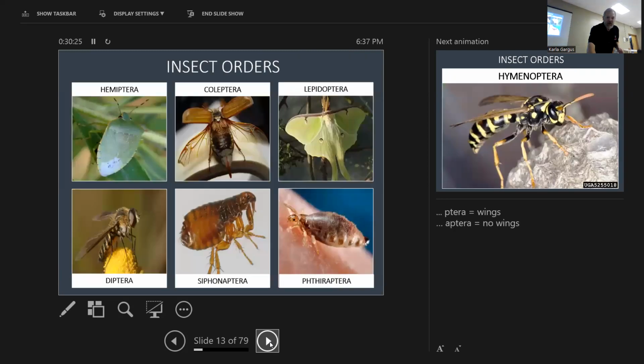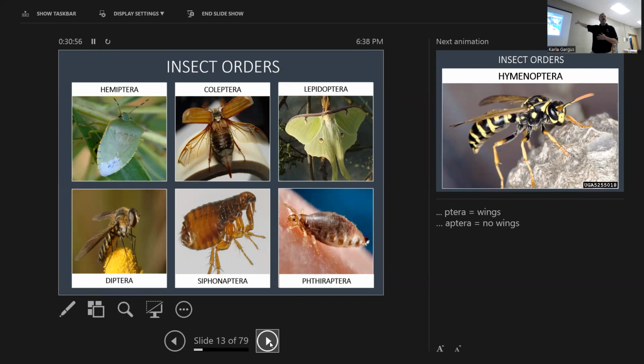All right. So insects, like I mentioned, have 28 plus orders. That includes the Hemiptera, the true bugs, like stink bugs and so many different species of bugs that suck the juice out of plants. Then Coleoptera, the beetles, the largest order of anything that ever existed.